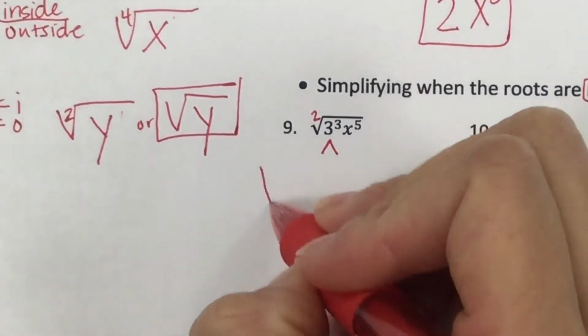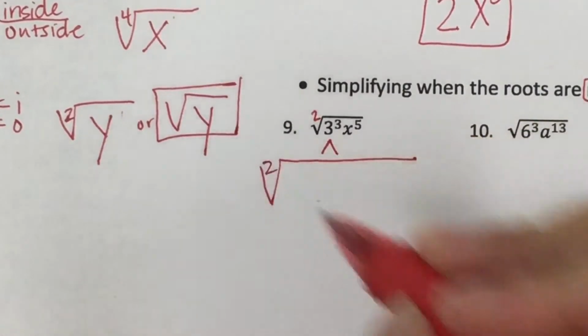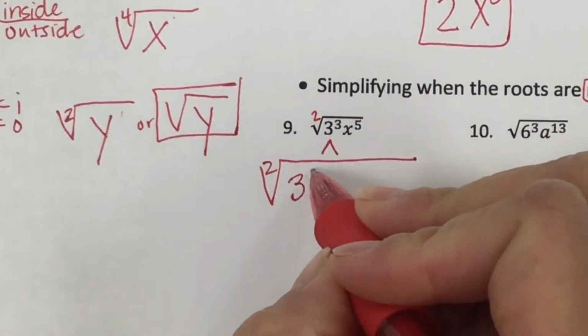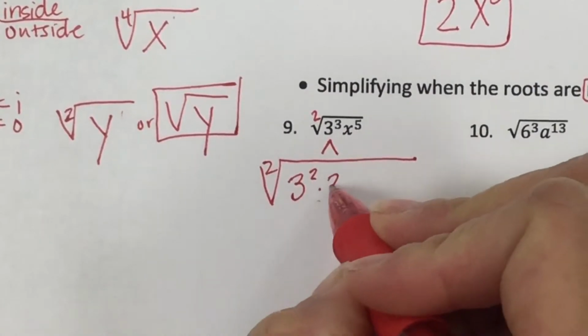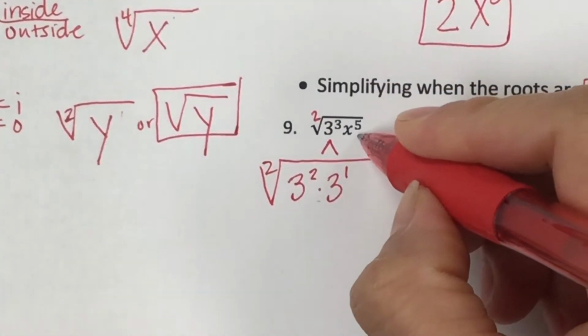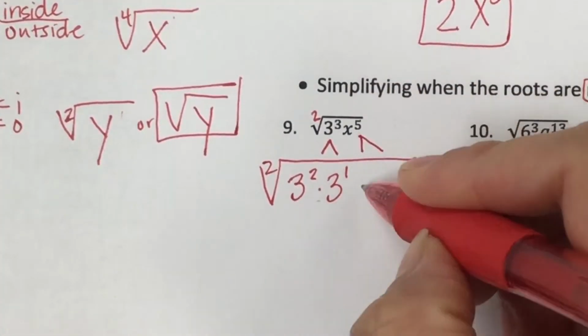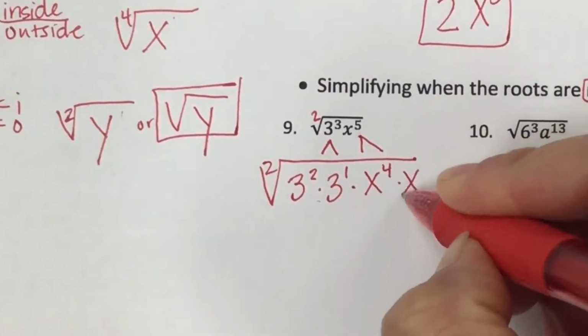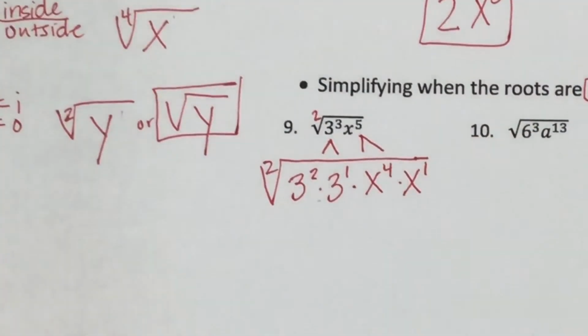So you still have your radical. 3 exponent 3 is gonna go down to 3 squared times 3 to the first. It still applies the same rule. In the end, when you add the exponents, it should be 3. 5, you can't divide that by 2. So again, you break down x to the 4th, x to the 1st. You go down just 1 power.